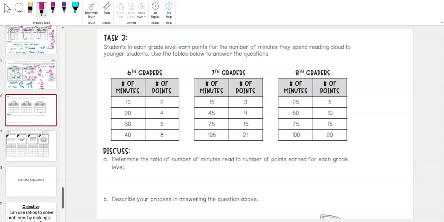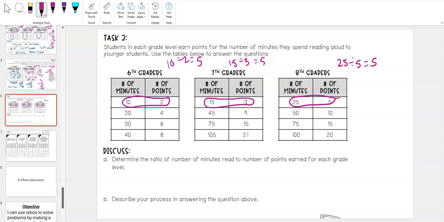So we're going to divide 10 by 2, which is 5. We're going to divide 15 by 3, which is 5. So again, I'm just dividing this first set of ratio. And then 5 by 25, or 25 by 5, which is 5. So ironically, they are all the same. 5 points per minute. Our process in finding this was we divided because we wanted to find unit rate.